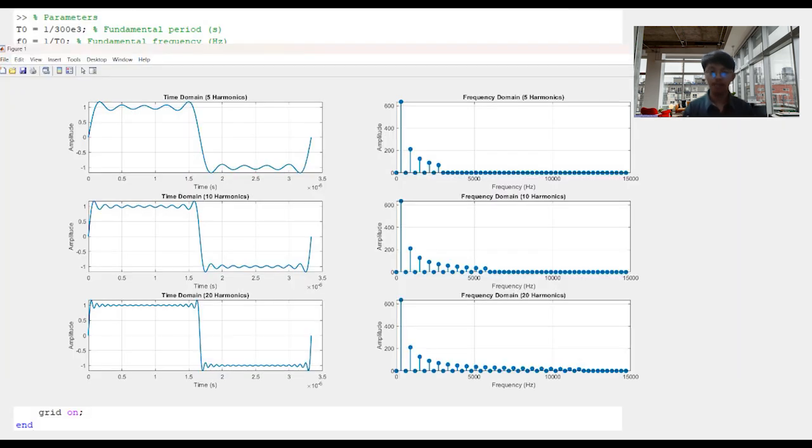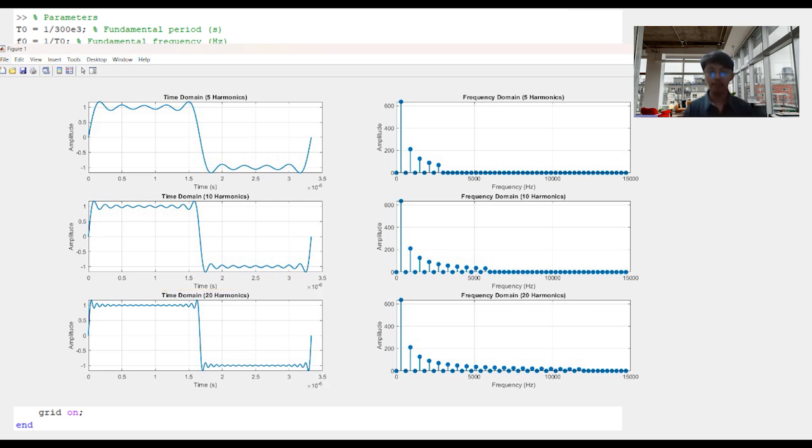The result of the code in the time domain: with the 5 harmonics, the square wave looks rough and not very sharp. With the 10 harmonics, it looks better with sharper edges. With the 20 harmonics, it looks almost like a perfect square wave.